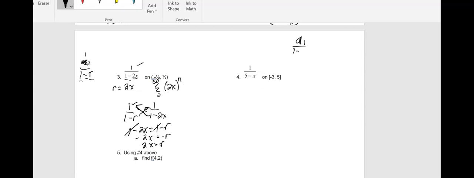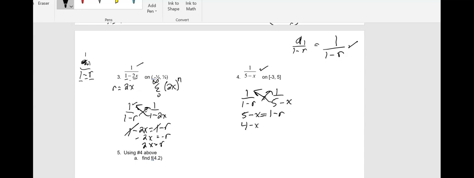Take the formula, a sub 1 over 1 minus r. We know we want our first term to be a 1, and we're trying to figure out what our ratio is. So we're going to take this thing, 1 over 1 minus r, and set it equal to the one that we're given to work with. Cross multiply. So 5 minus x equals 1 minus r. Again, we're solving for r, so I'm going to subtract the 1 over. We get a negative r to equal 4 minus x.